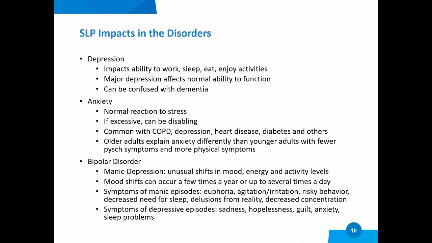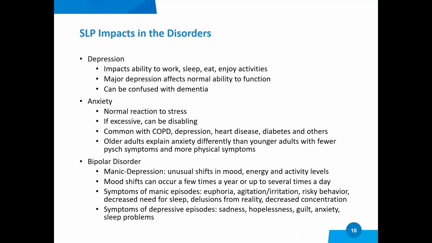Okay, so from a depression standpoint, we see characteristics that are consistent with an impact on the patient's ability to work, sleep, eat, enjoy activities. Major depression also affects normal ability to function. And we know that dementia and depression can often be confused. A patient with depression can look like somebody who might be showing signs of dementia, and dementia might also mask itself as looking a little bit like depression. Harvard Health had an article in April of 2022 outlining some of the ways that depression can be differentiated from dementia. So I thought these were really nice bullets that can help you guys.